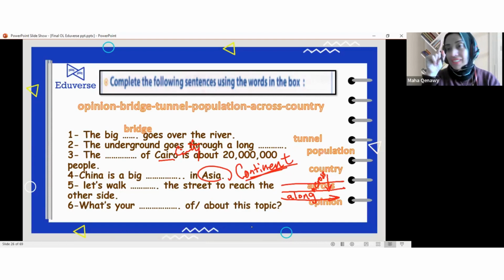Number 6, what's your opinion of this topic? What's your opinion of this topic and what's your opinion about this topic? Both prepositions are correct. What's your opinion about this topic? That's right, my friends.